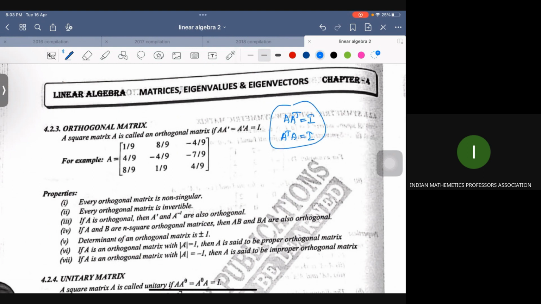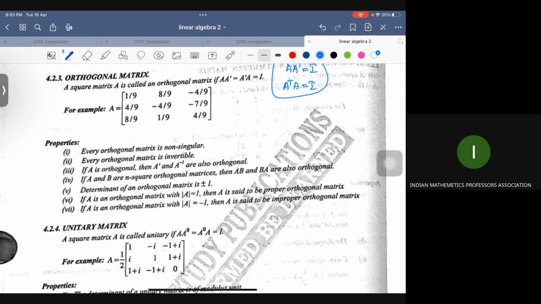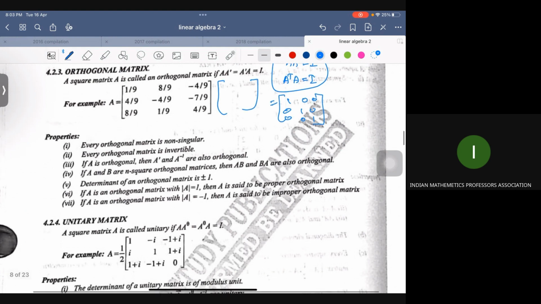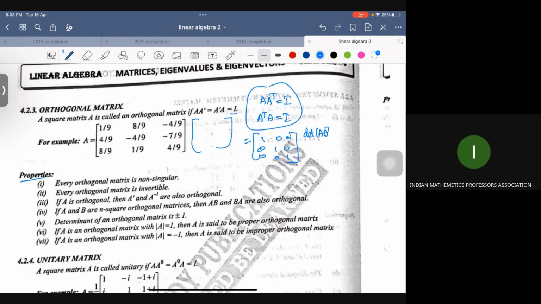If this condition is satisfied, that is A transpose A is equal to A A transpose is equal to I, then the matrix is said to be an orthogonal matrix. Here if we multiply this with A transpose, we will get the identity matrix 1 0 0, 0 1 0, 0 0 1. Since A into A transpose is equal to I, the determinant of A times A transpose is nothing but the determinant of I, which is nothing but 1, which is not equal to 0. Hence, here we can write as A.